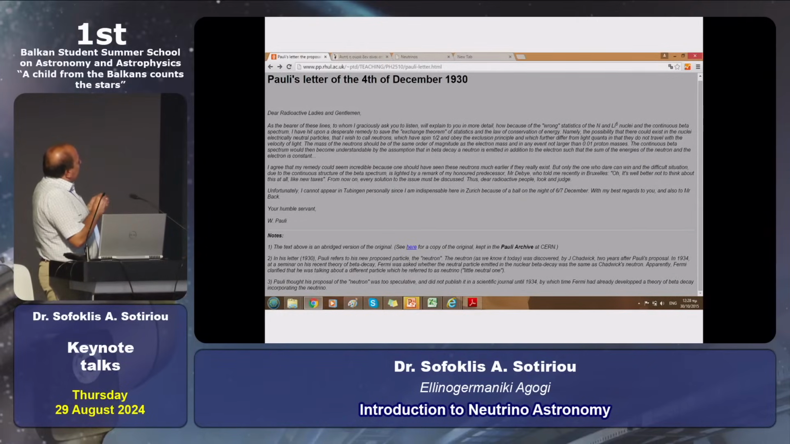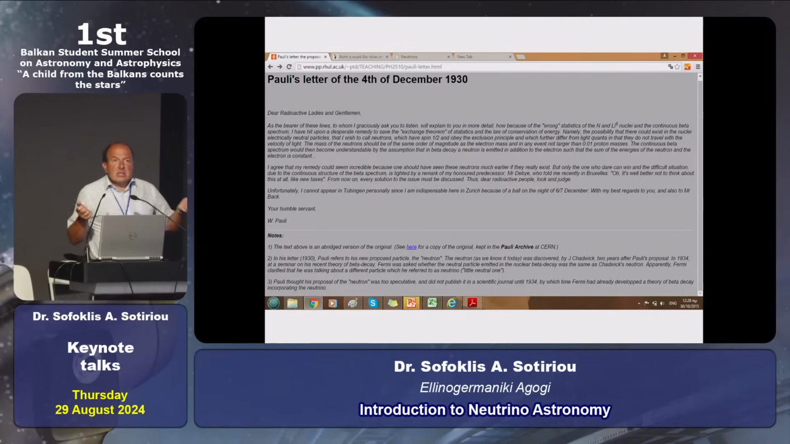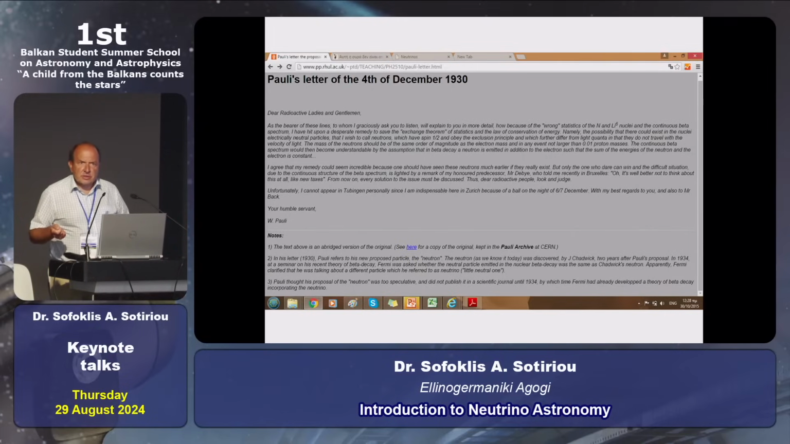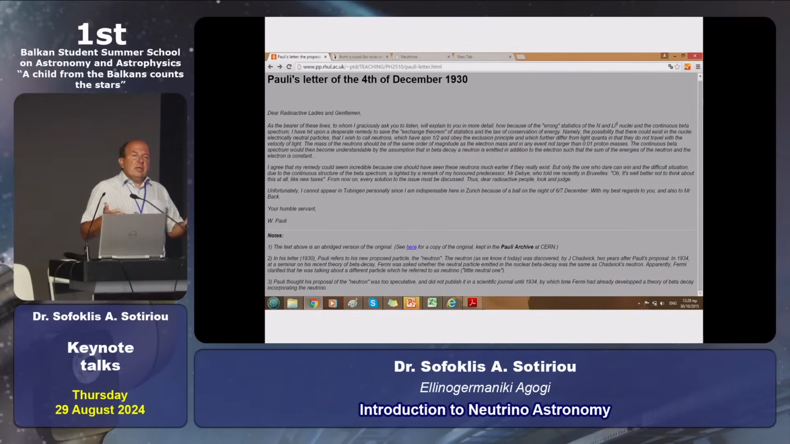Beta decay, they were facing a number of problems with beta decay, as they were missing some energy, because there are some important, let's say, laws in nature that we believe apply everywhere. One of them is the conservation of energy. Okay? The other one is the conservation of momentum. So these are major laws.